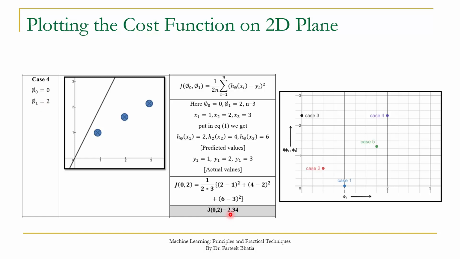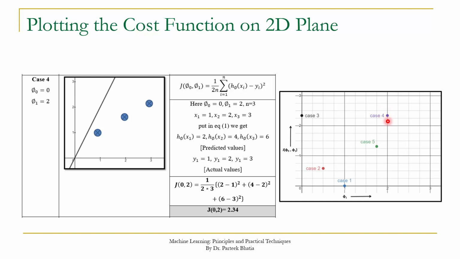Let us draw this point over our graph. So this is the case for phi1 2, the cost function is 2.34. So this is our point and this is represented here with case 4.